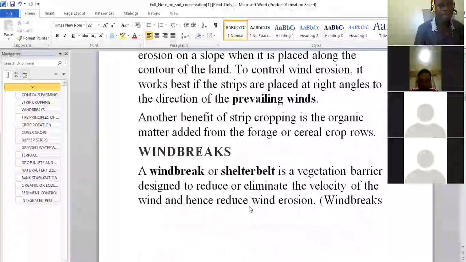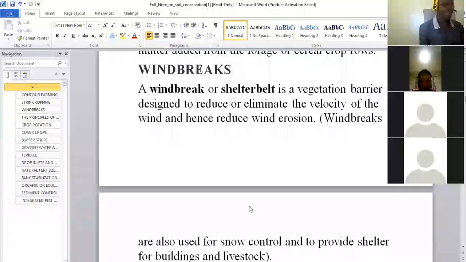Now let's look at windbreaks. All right. Use of windbreaks. If you remember, when we talked about agroforestry, we said trees are planted, and then we looked at some of the importance of the trees. One very important aspect of that is the fact that it serves as a windbreak. Now, what happens with this?